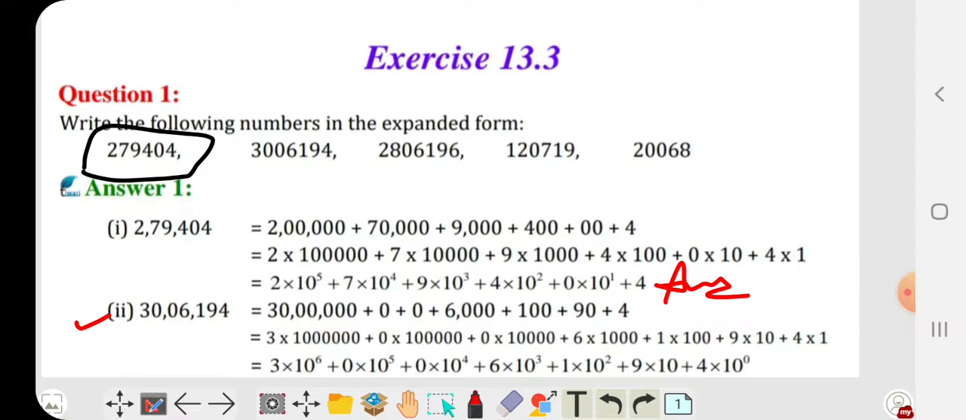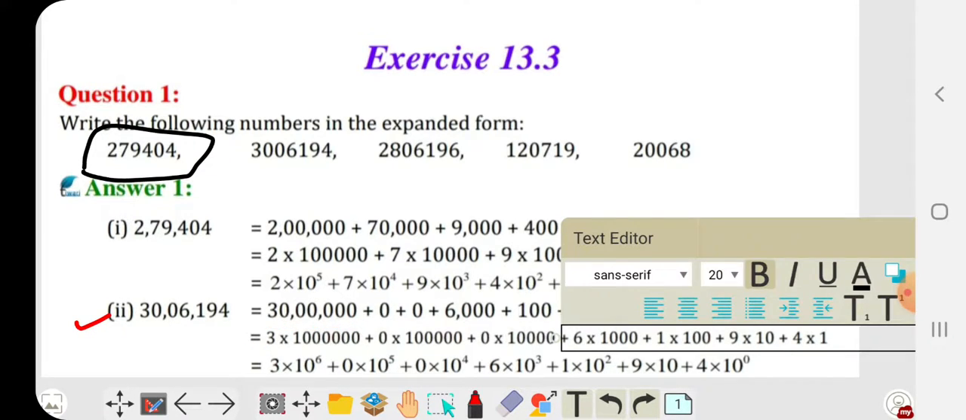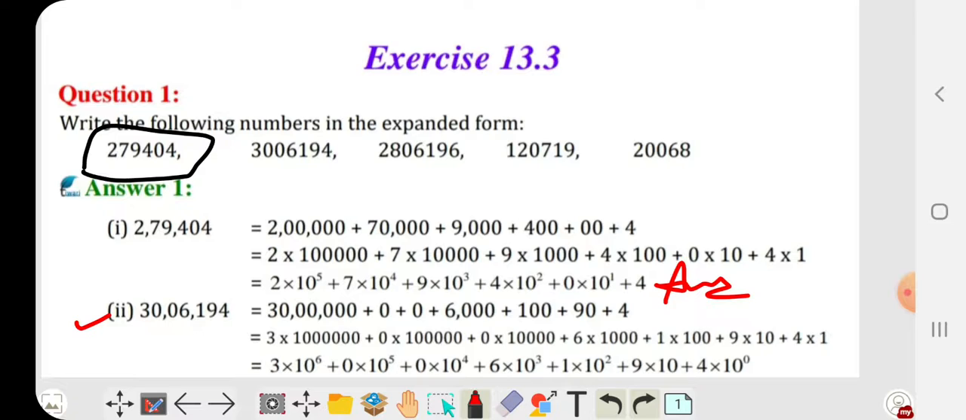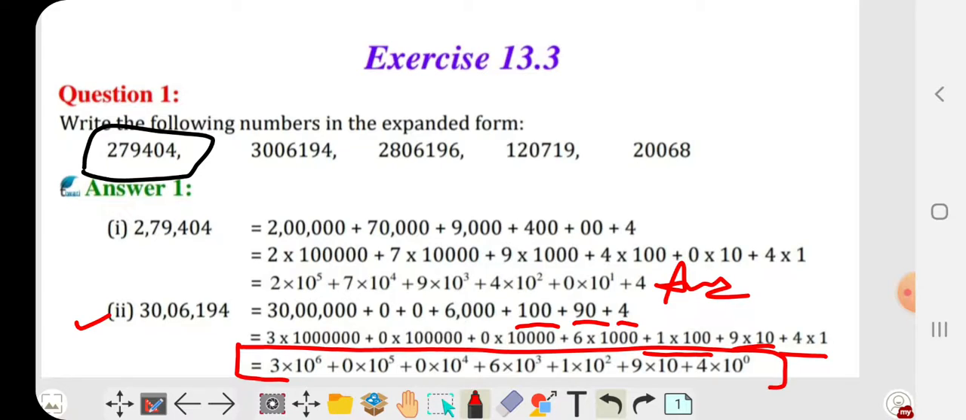Then 1 into 100 and 9 into 10, 4 into 1. Finally all the zeros are written in the form of powers. So I have done 2 for you. I hope remaining you will be able to do yourself.